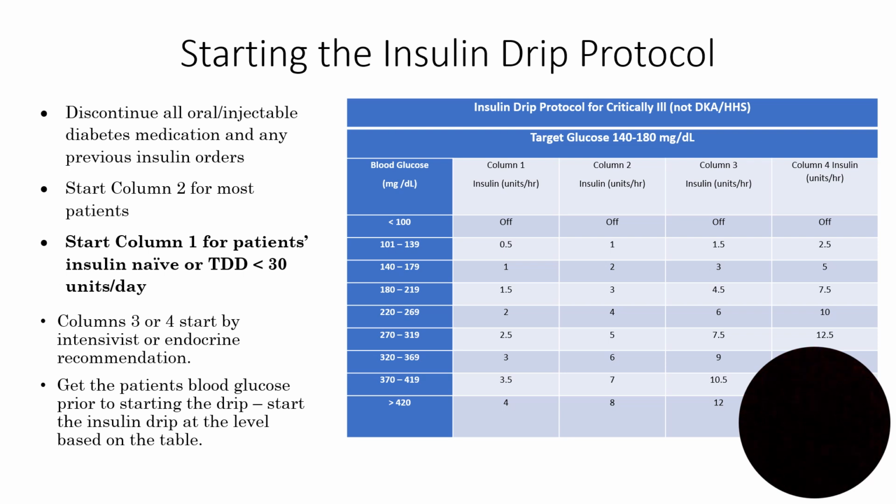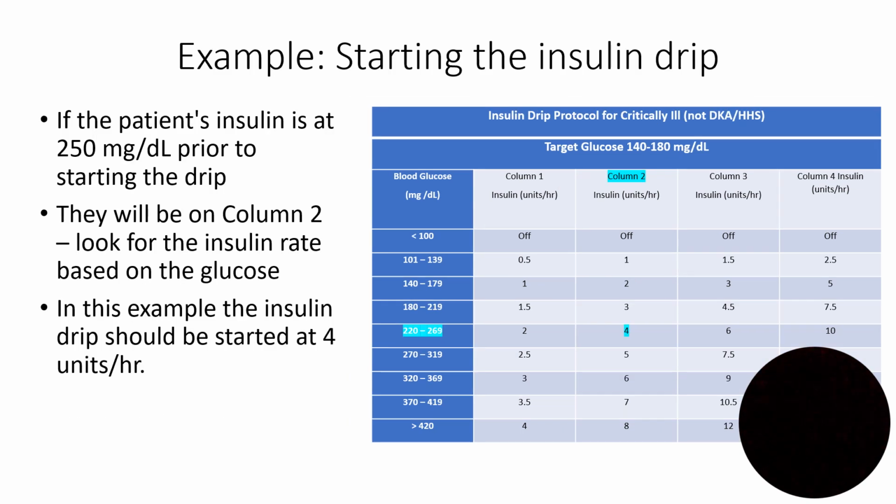We will get the patient's blood glucose prior to starting the drip. Start the insulin drip at the level based on the table. For example, when starting the insulin drip, if the patient's glucose is at 250 milligrams per deciliter prior to starting the drip, they will be on column 2. Look for the insulin rate based on the glucose level. In this example, the insulin drip should be started at 4 units an hour.